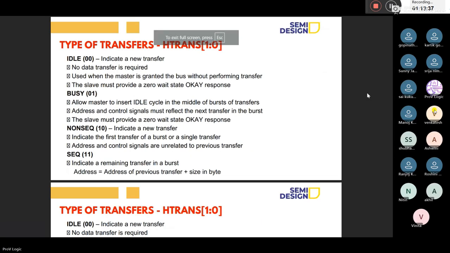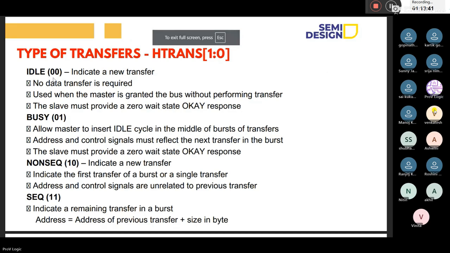Okay, 8-bit transfer. Here we have different types of transfers, like idle. Idle means 00. It indicates a new transfer. Suppose 32-bit data is there; whenever you are initiating a new transfer, it will start from idle. No data transfer is required in the idle state. It is used when the master is granted the bus without performing a transfer, and the slave must provide a zero-wait-state OKAY response. That means no data transfer is required. The second one is the busy state. When will it indicate the busy state? Whenever the master is busy but not transferring data, in that case it will indicate the busy state.